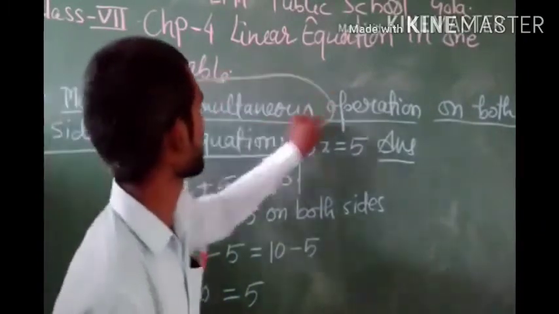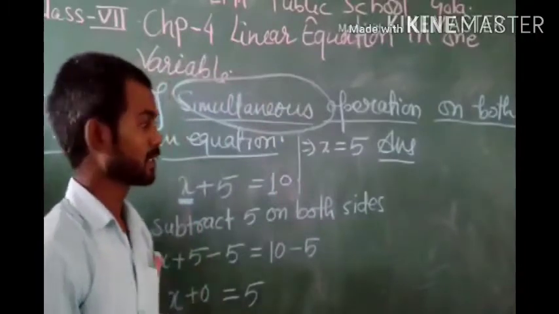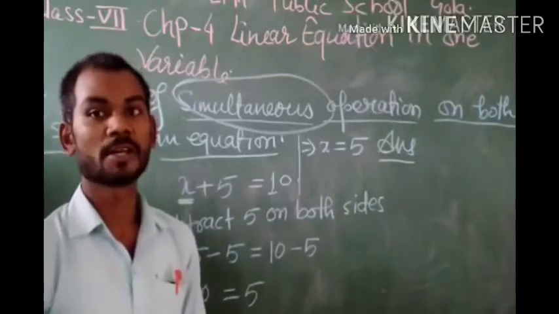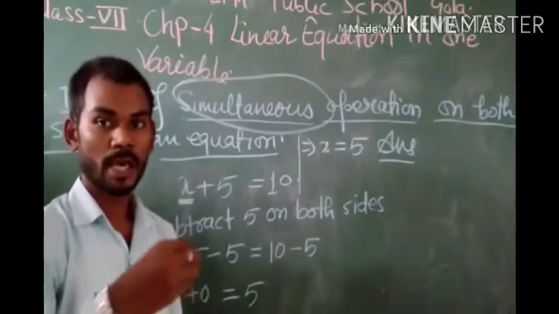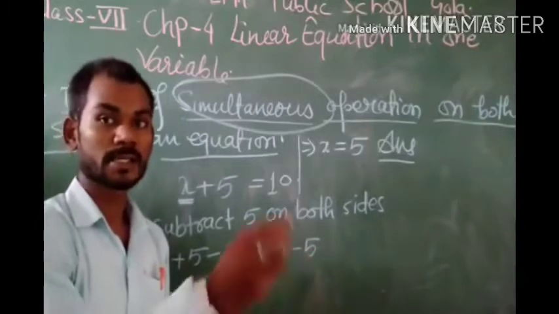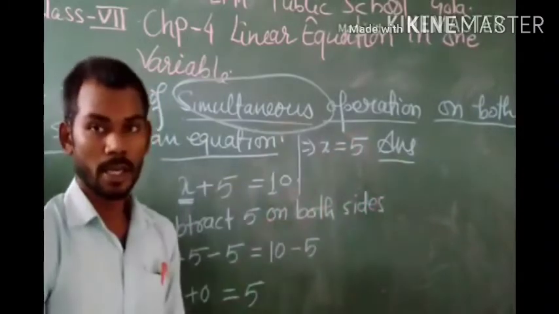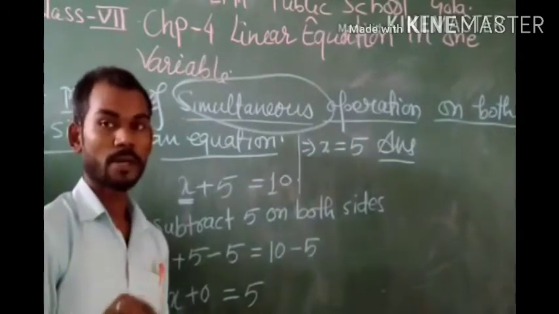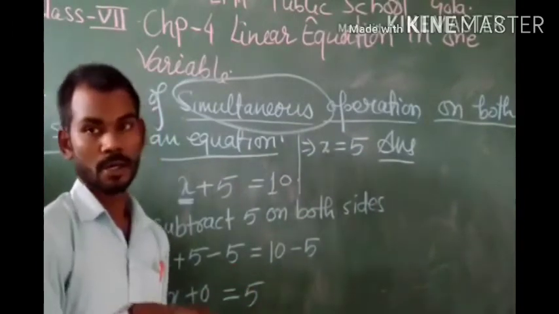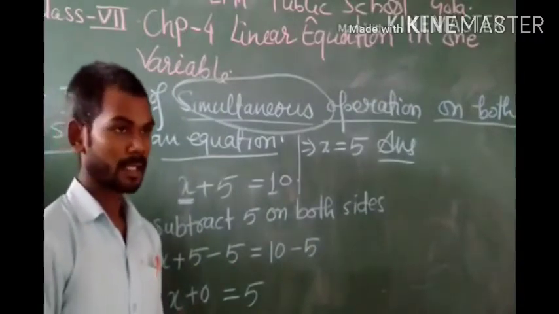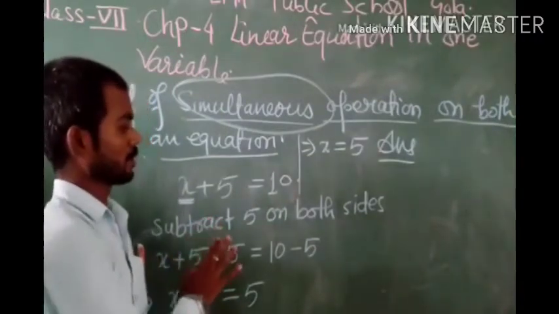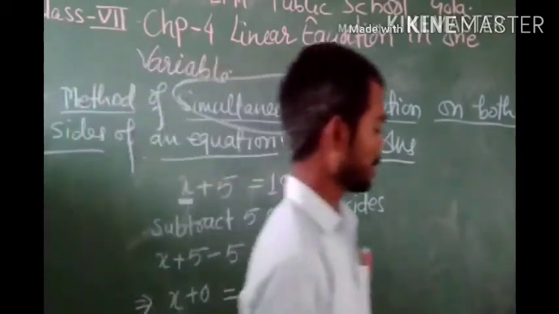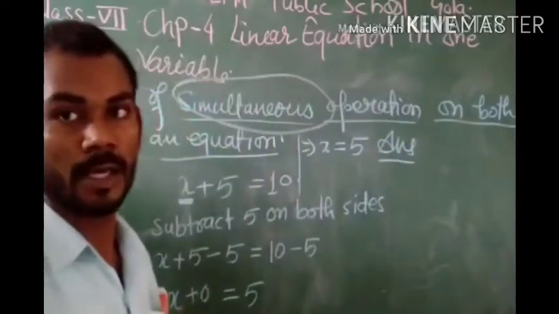The meaning of simultaneous is together, that is, when we add or subtract a number on the left side of the equation, then we must also add or subtract the same number on the right hand side. By doing this, the value of the equation remains unchanged. Okay, I think there is no problem in this method. Let us do some other questions on this method. We solve another question.